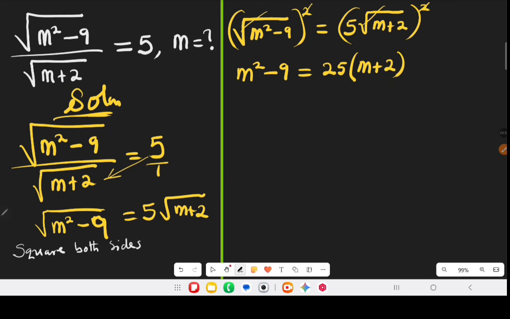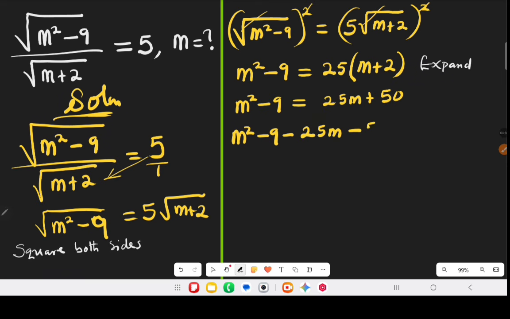The next step, we expand. Expand means open the bracket. Now we have m squared minus 9 equal to 25 times m gives us 25m, plus 25 times 2 gives us 50. The next step, we have to push everything to one side of the equal sign, left with nothing at the right hand side, which will give us 0. We have m squared minus 9 minus 25m minus 50, because they are crossing the sign of equality, equals 0.